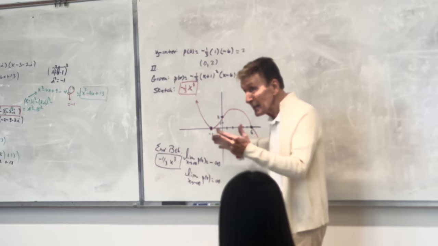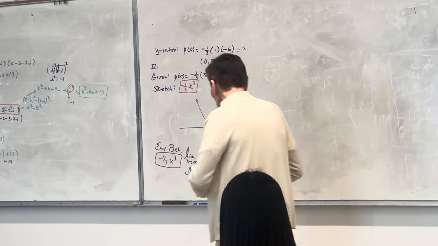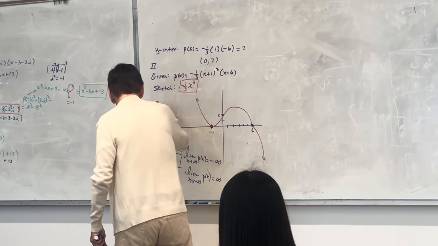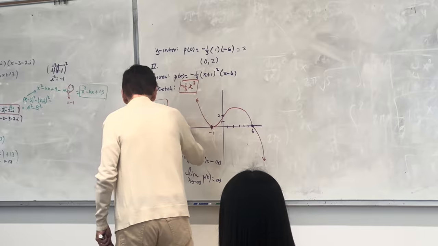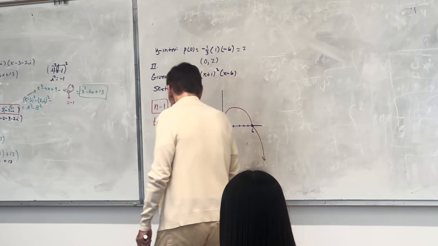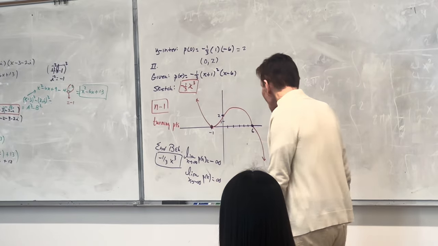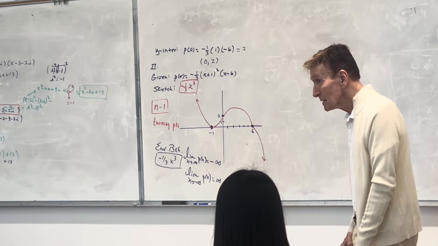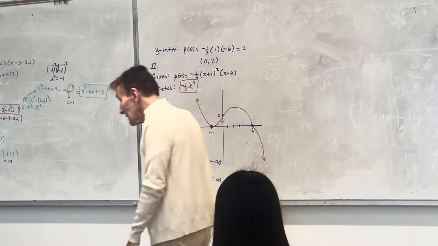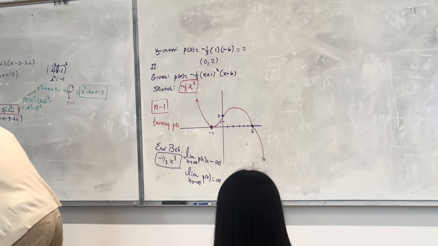The number of turning points is n minus 1, guys, the degree minus 1. It'll tell you the maximum number of turning points. Other than that, that's why I showed you that. Make sense? Now what else is there? I'm looking through my notes, I think that's a good recap right there.